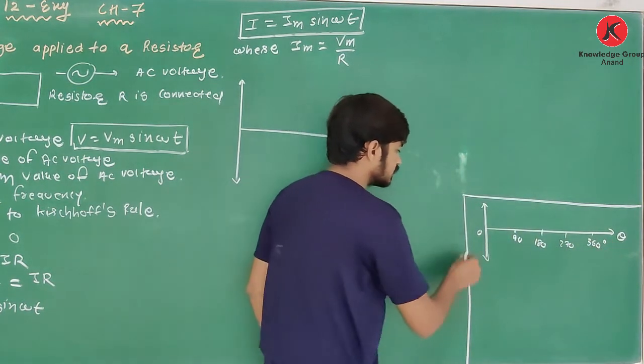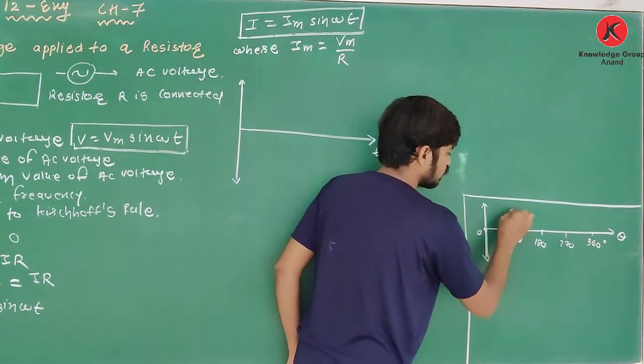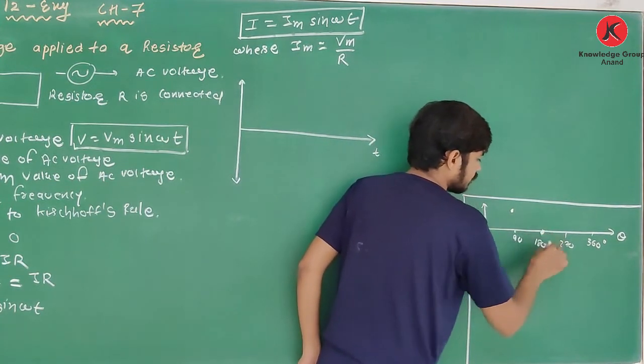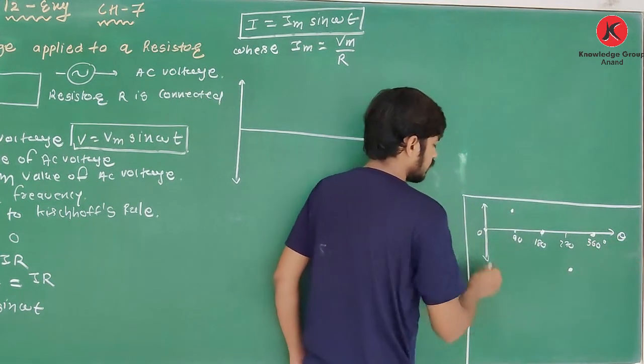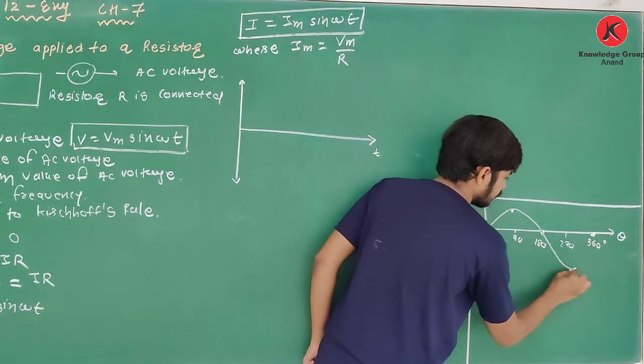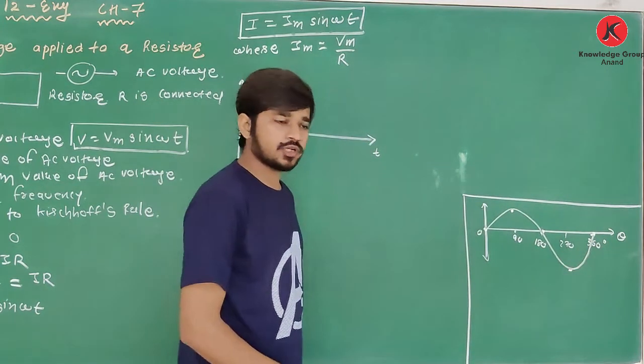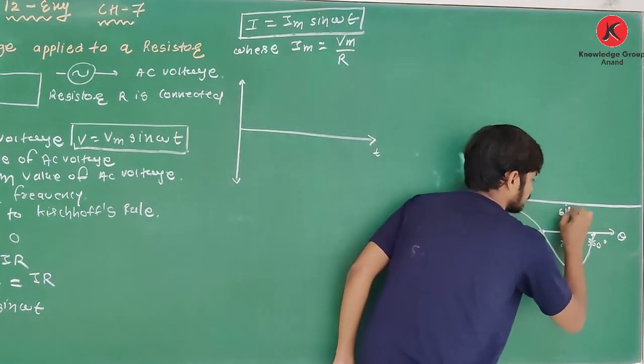What is sine 0? 0. Sine 90, 1. Sine 180, 0. Sine 270, minus 1. And sine 360 is 0. So it is the graph of sine. Any doubt?